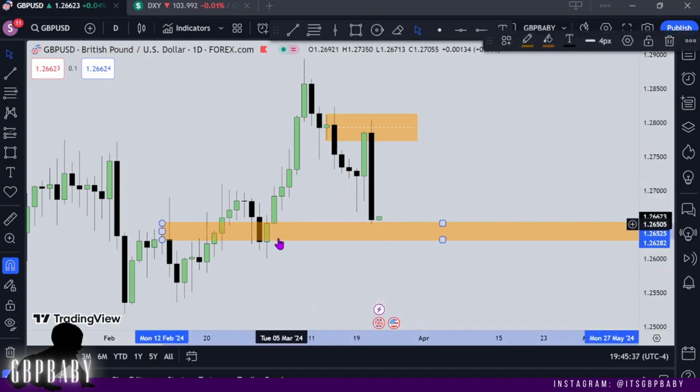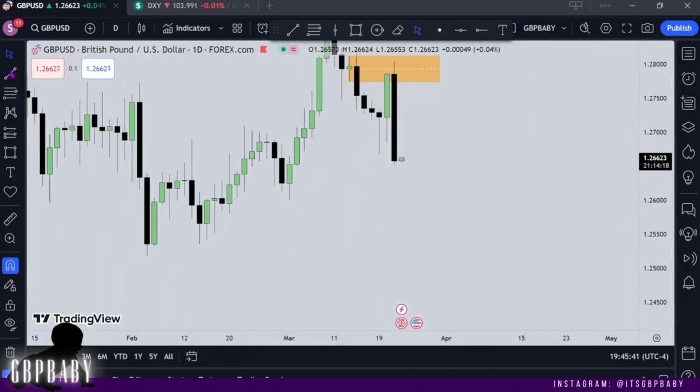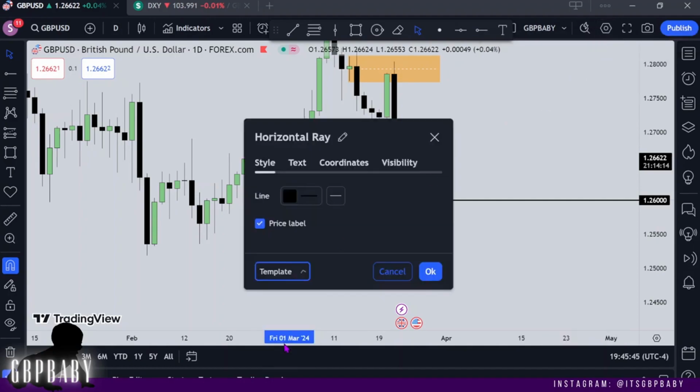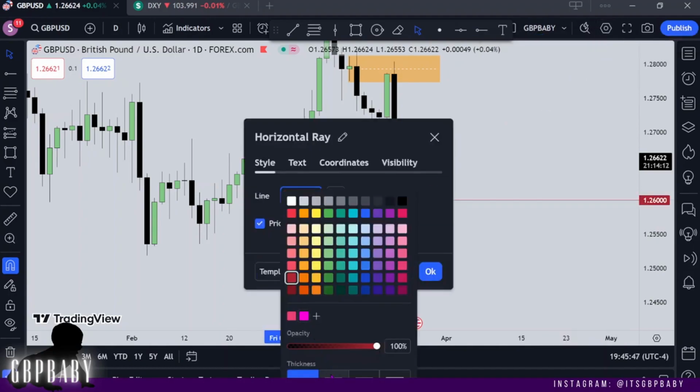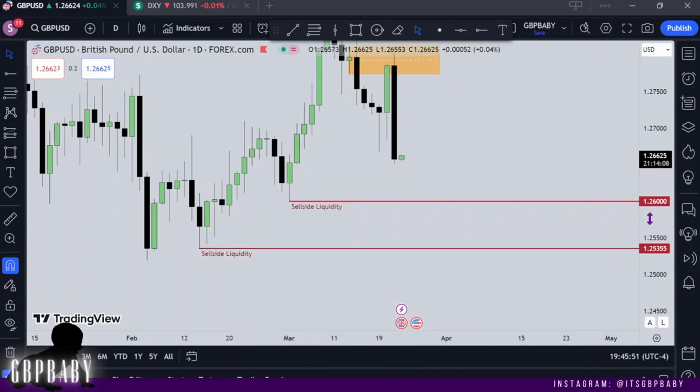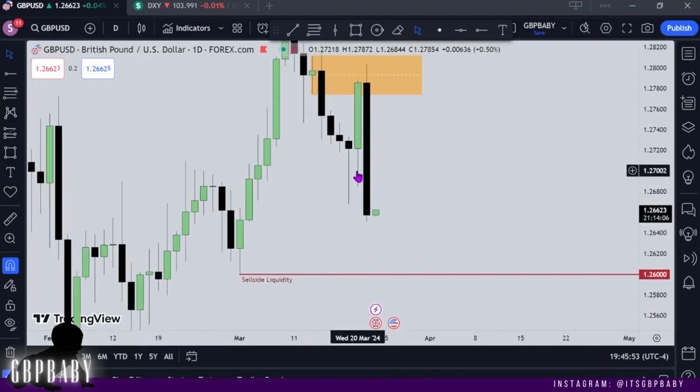To be honest, this fair value gap I marked out on the weekly is probably going to get traded through. So I'm going to mark out some lows that I want to get targeted instead. For example, this swing low right here for sell side liquidity. We'll make that bold. And then potentially down here, again, depending on how aggressive price wants to be.